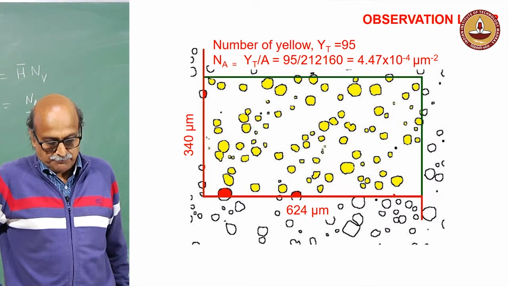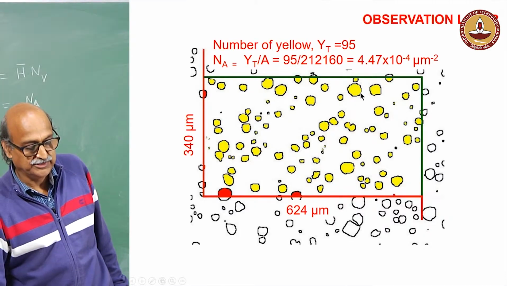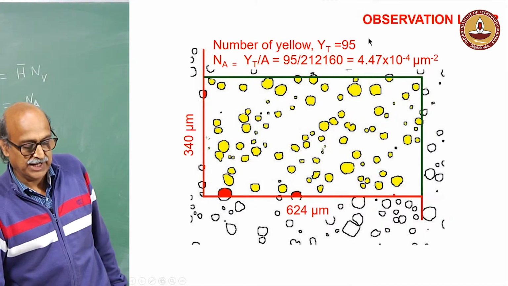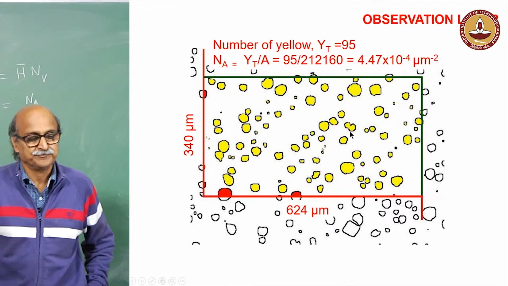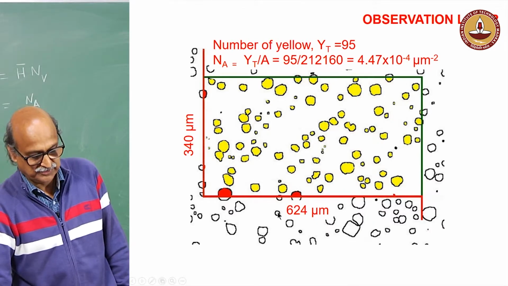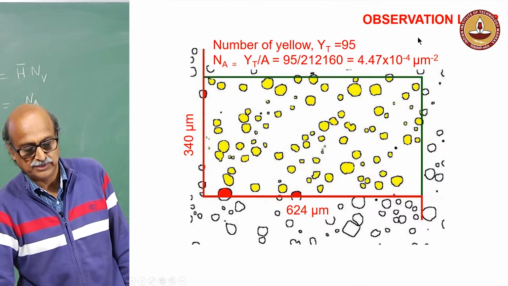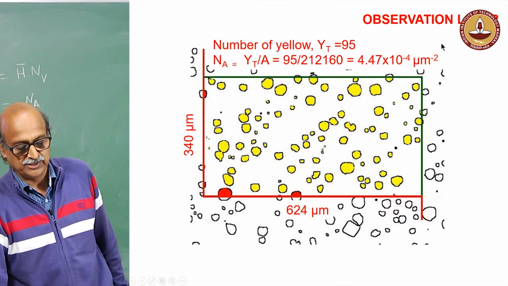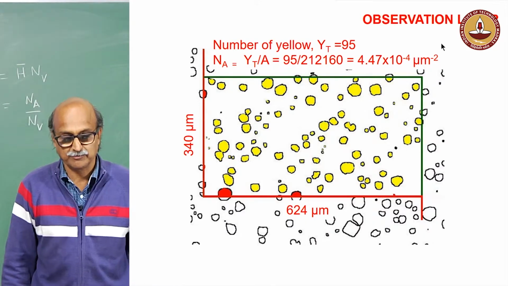So, the particles which are retained in the count are the yellow particles, and that number comes out to 95. And if you divide by the area, which is 624 into 340, you get a number per unit area of 4.47 into 10 to the power minus 4 per micrometer square.